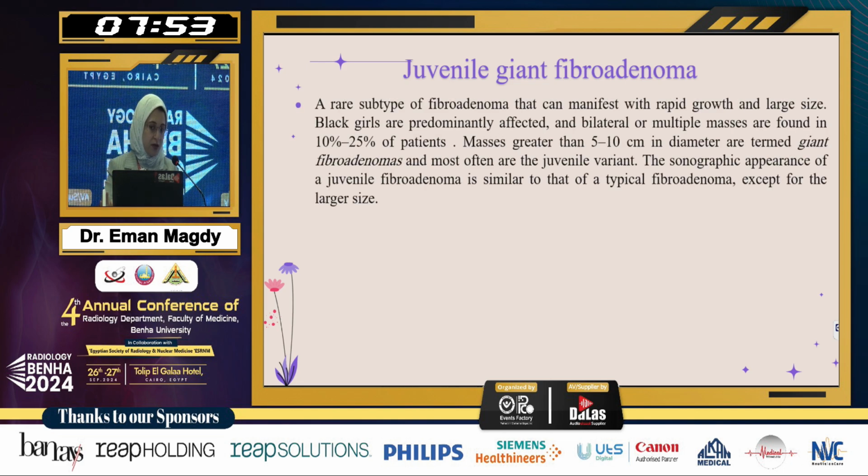It is a rare type of fibroadenoma that manifests with rapid growth and large size. Black girls are predominantly affected, and bilateral and multiple masses are found in 10 to 25% of patients. Masses greater than 5 to 10 centimeters in diameter are termed giant fibroadenoma, and most often are the juvenile variant. Sonographic appearance of juvenile fibroadenoma is similar to that of typical fibroadenoma except for a larger size.